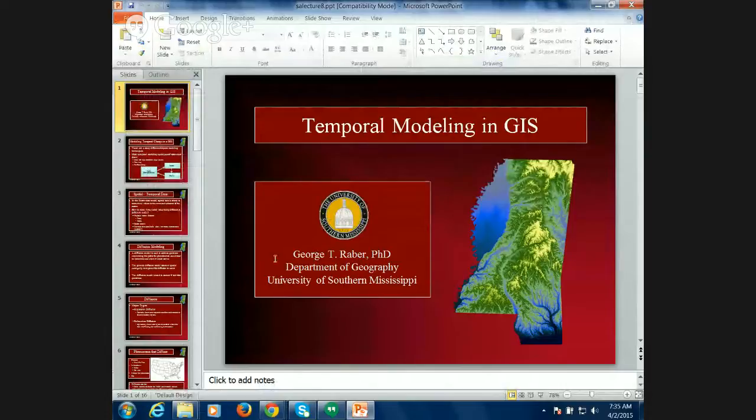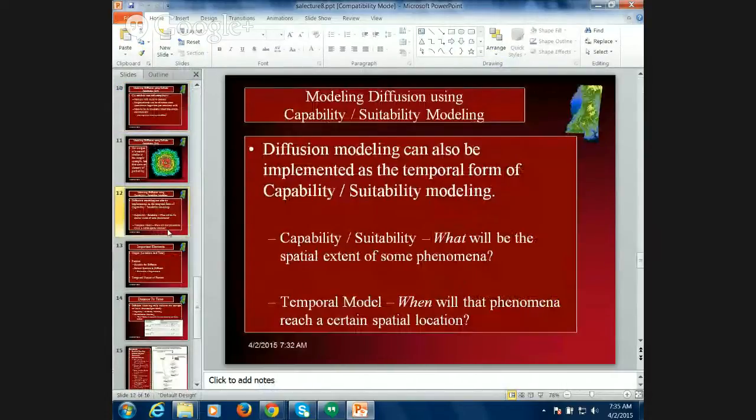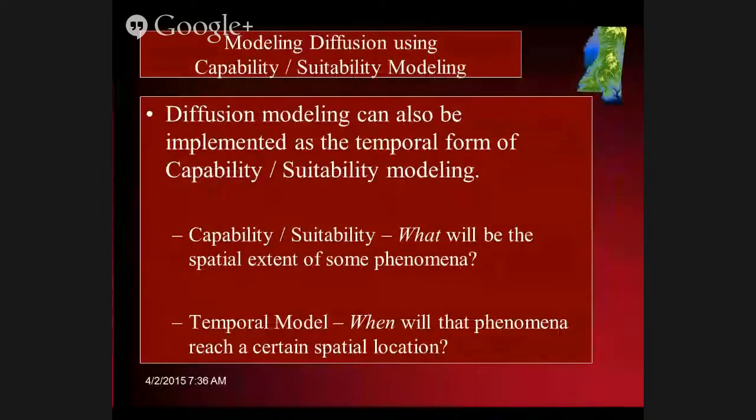We're going to first finish off the last few slides in the lecture, the slides after we talked about cellular automata. And we're going to talk about the subject of the lab today, which is modeling diffusion using capability suitability modeling, turning capability suitability modeling into diffusion modeling. So marrying those two concepts.